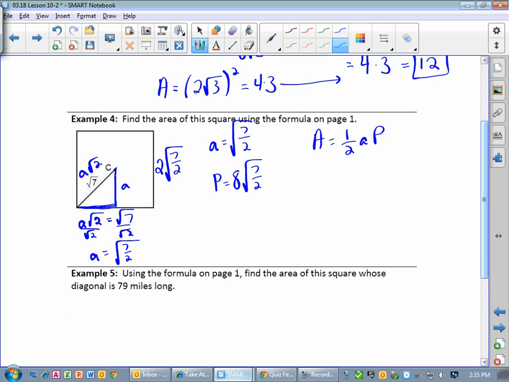You've got 2, 7 over 2, square root 7 over 2, how'd you get that? You press... Right here? Because there's 2 of them. It's not enough.